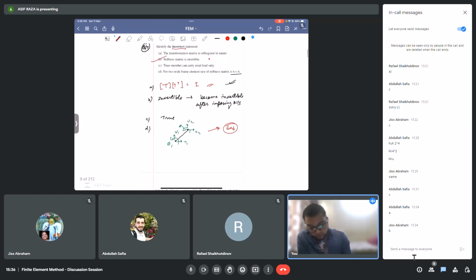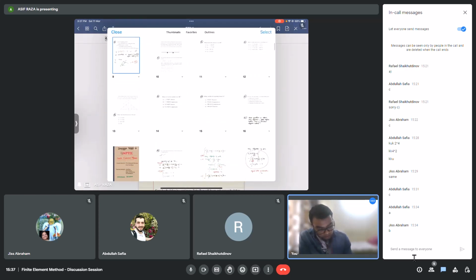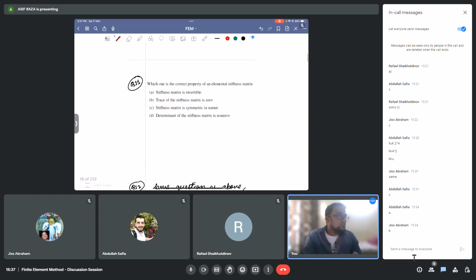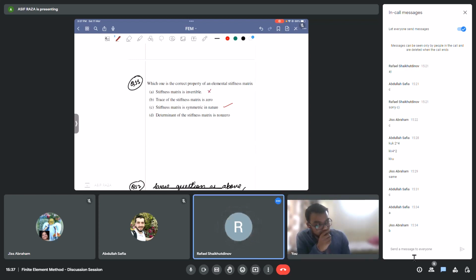Let's say there's a similar question. Which is the correct property of an elemental stiffness matrix? The stiffness matrix is symmetric in nature. As we said just now, the other options: stiffness is not invertible, the determinant is zero, and the trace is also not zero.